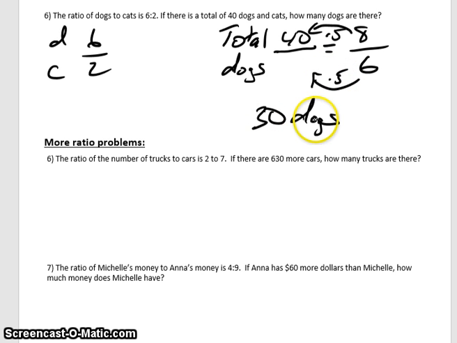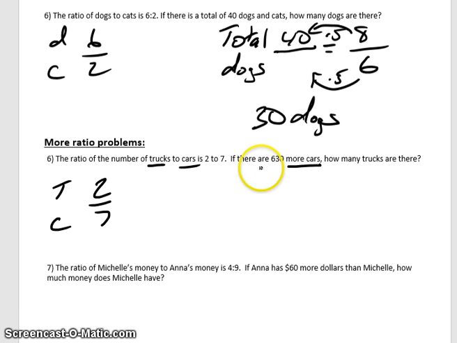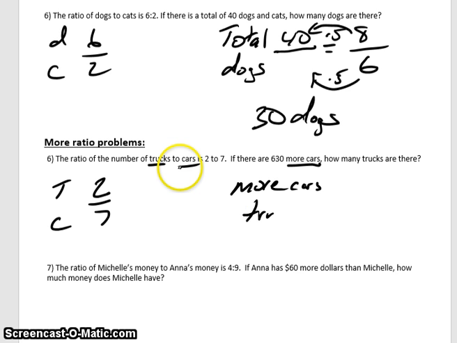Let's look at the more problems we've got here. So the ratio of the number of trucks to cars is 2 to 7. Okay, so 2 to 7, trucks to cars. There are 630 more cars. So does that mean there's 630 trucks? No. Does that mean there's 630 cars? No. There are 630 more cars. So I need one of them to be more cars. And the other thing they want to know about is how many trucks there are. So how many more cars were there?